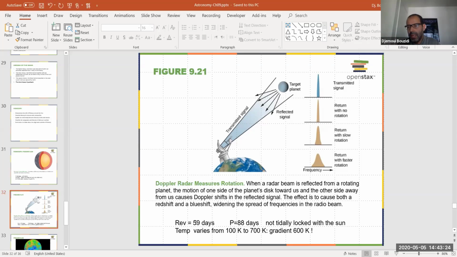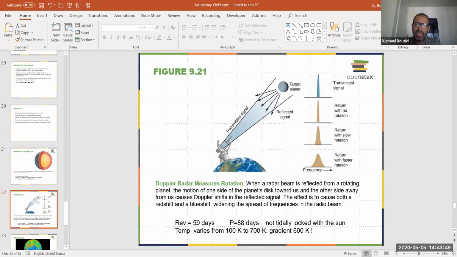So a day there is a little less than 2/3 of a year. So imagine that: almost 3 days make 2 years on Mercury, basically. So you see how the numbers are? See what they mean? They tell you a lot.